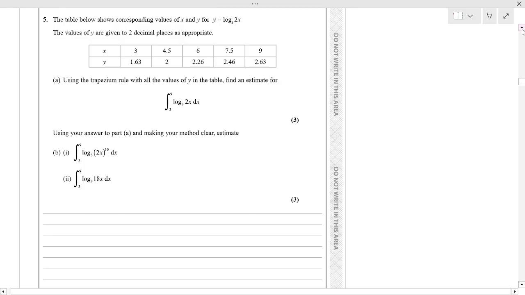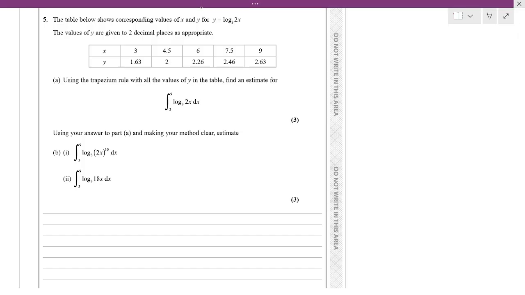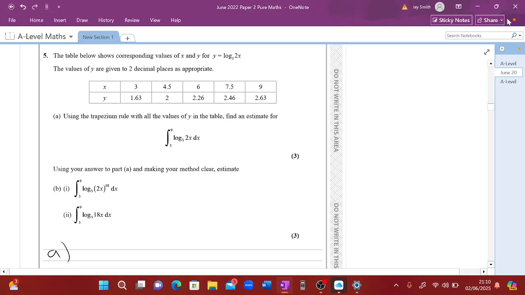So question 5, I'm going to go over this as well, because it's quite an interesting question. We are given the table below for this function here, y is log base 3 of 2x. And the values of y are given to 2 decimal places as appropriate. So they're giving us some data, so it's very clearly going to be a trapezium rule question, right? Essentially, for part A, we need to use the trapezium rule to evaluate this between 9 and 3. The trapezium rule, again, is in your formula book.